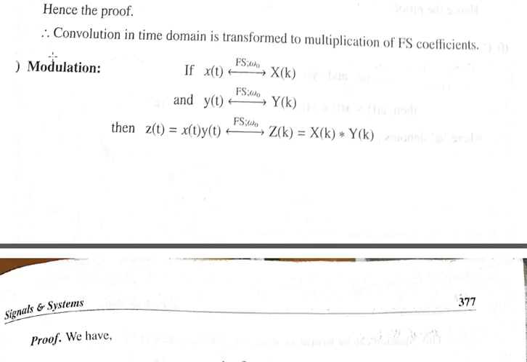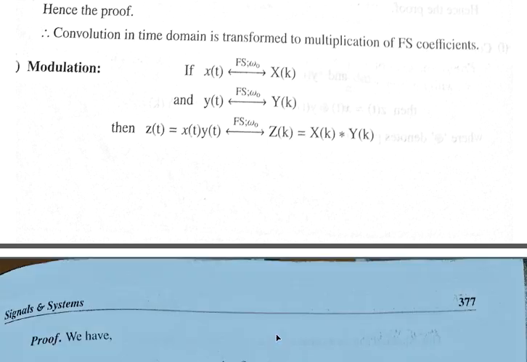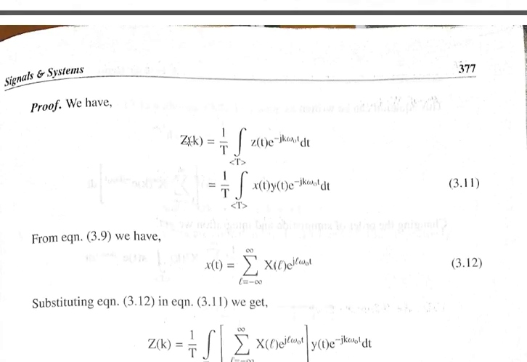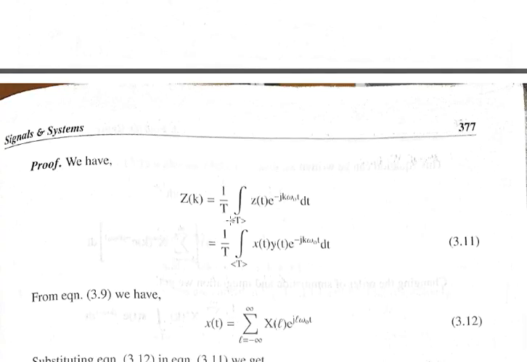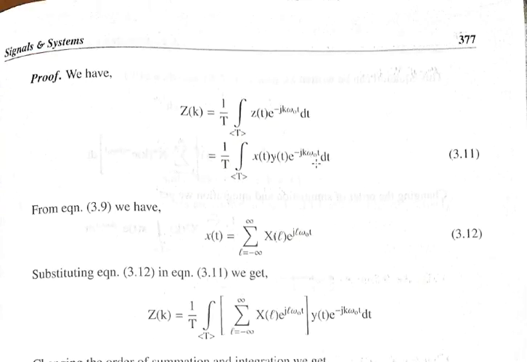Then the next property is modulation. So modulation is nothing but multiplication in the time domain, and the result of multiplication in the time domain is convolution in the frequency domain. So let's see what will be the result. We need two signals for it, as we already know. Let's take z of k, which is z of t e raised to minus jk omega naught t. Now z of t is x of t into y of t. Let's substitute it: e raised to minus jk omega naught t dt.